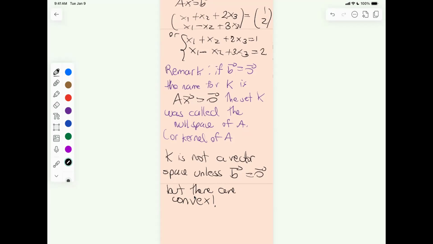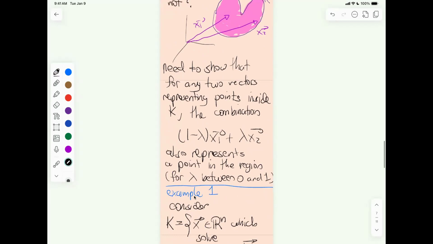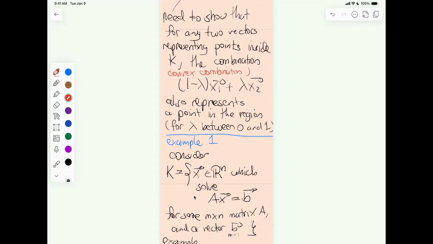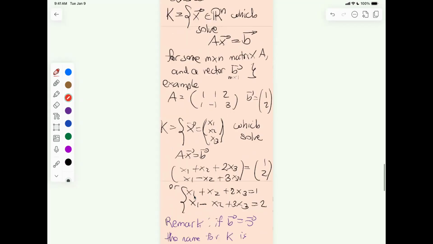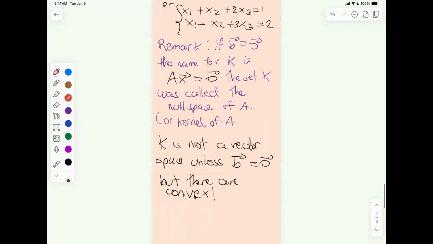Let's make it more concrete. If you take two solutions to the system of equations and take what is called a convex combination of them, then that is still a solution to the system of equations. So what does this mean?